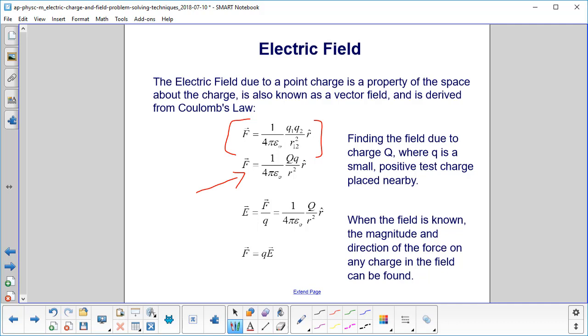Then we divide through by this little charge, little q, and we come up with the equation for the electric field. When you know the field, you can find the magnitude and direction of the force on any charge that enters that field. And another handy relationship is F equals qE.